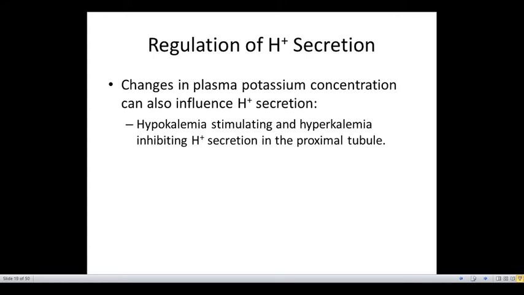Changes in plasma potassium concentration can also influence hydrogen ion secretion. Hypokalemia stimulating and hyperkalemia inhibiting the hydrogen ion secretion in the proximal tubule.